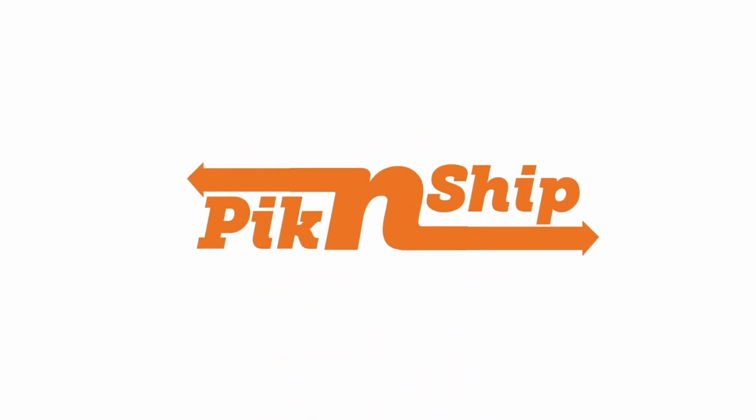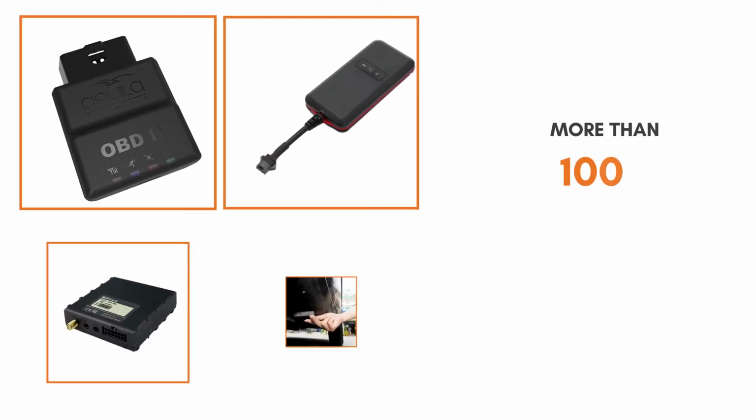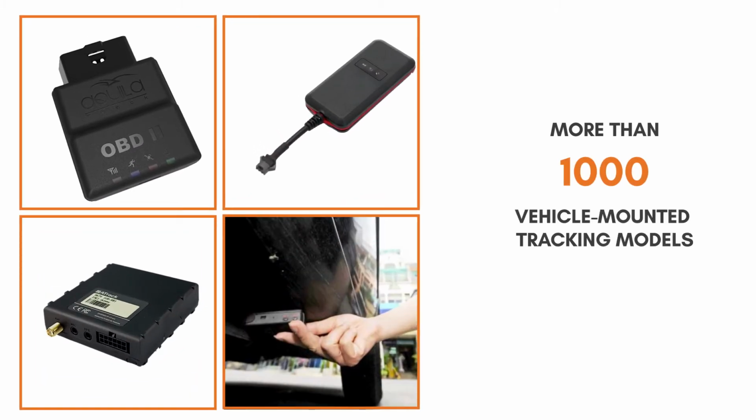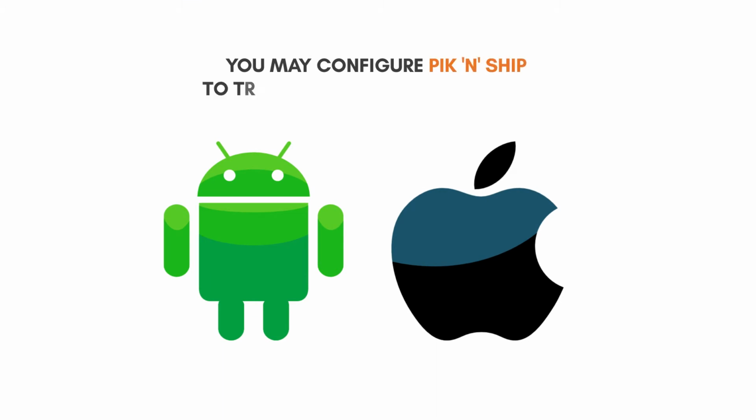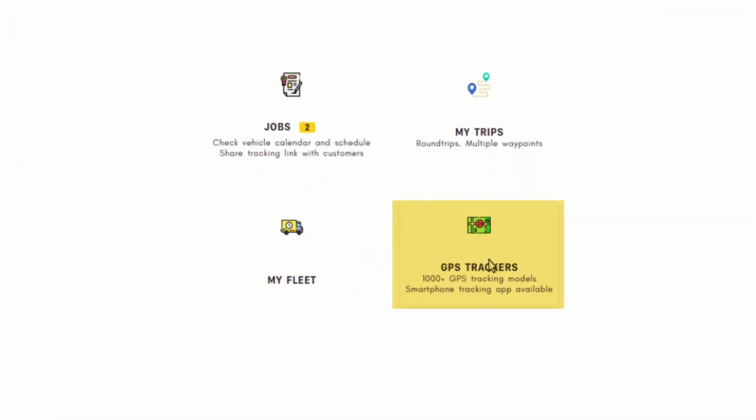Let us now see how to set up a GPS tracker. Pick & Ship can track more than 1,000 vehicle-mounted tracking models available in the market. Alternatively, you may configure Pick & Ship to track the driver's smartphone. Let us first see how to configure a smartphone.